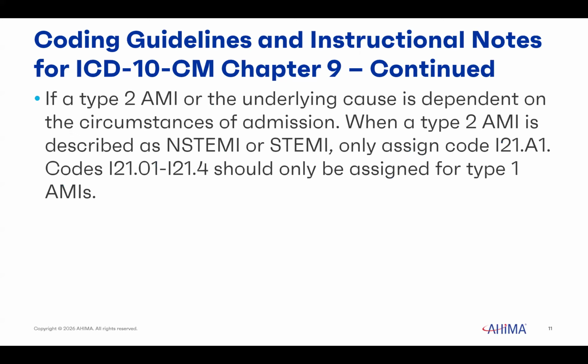And the last slide here. If we have a type 2 acute myocardial infarction where the underlying cause is dependent on the circumstances of the admission, when the type 2 AMI is described as a non-STEMI or STEMI, we're going to only assign a code for I21.A1.